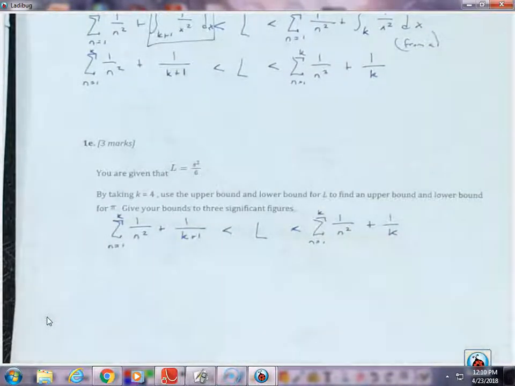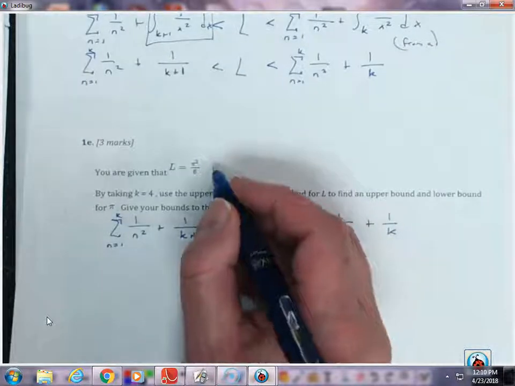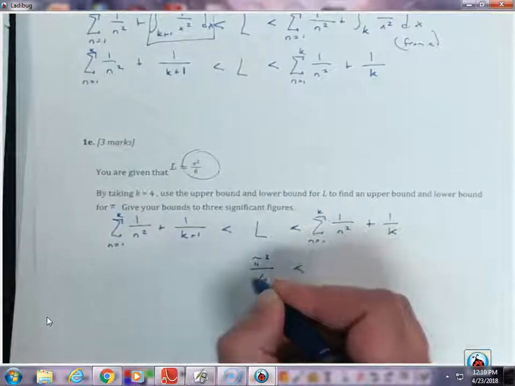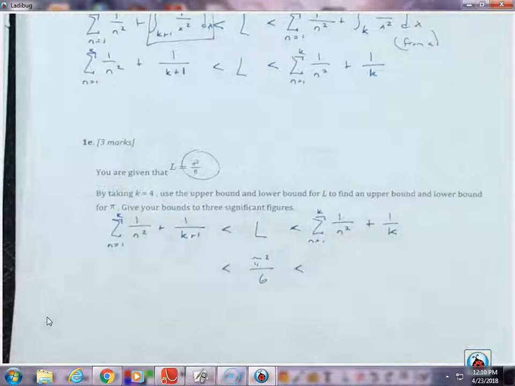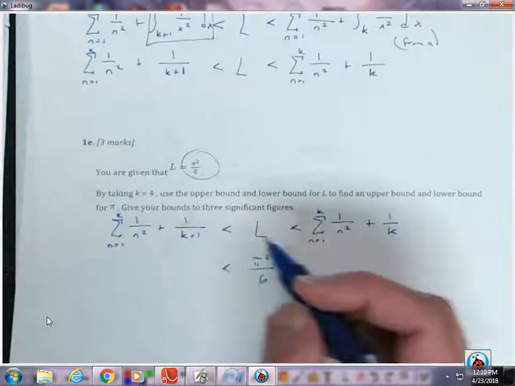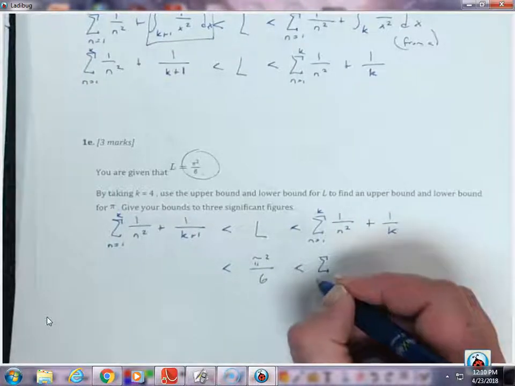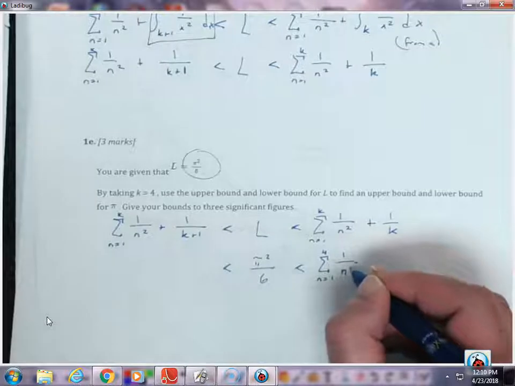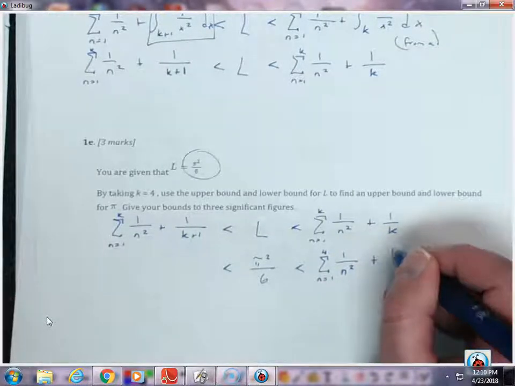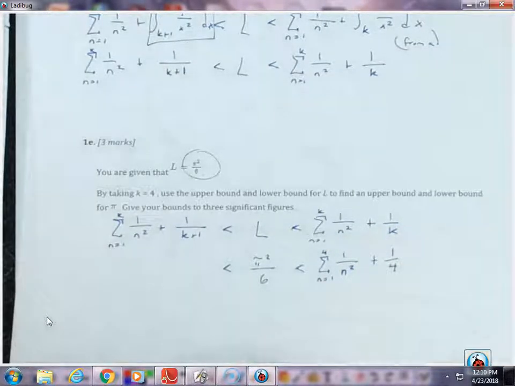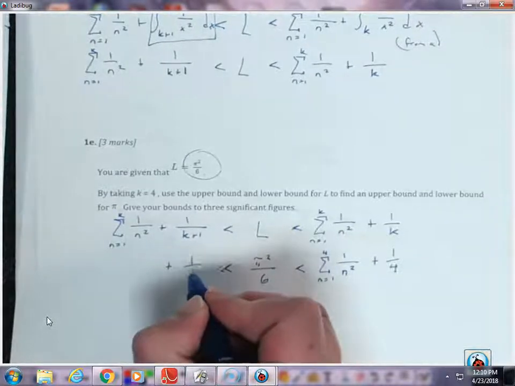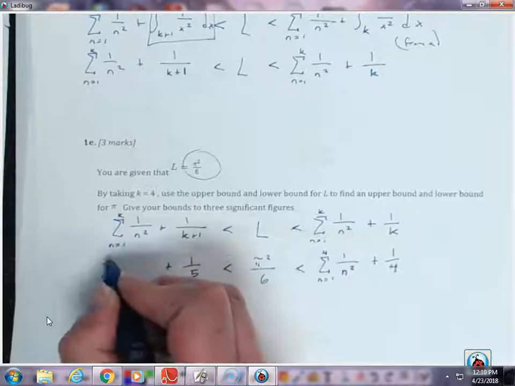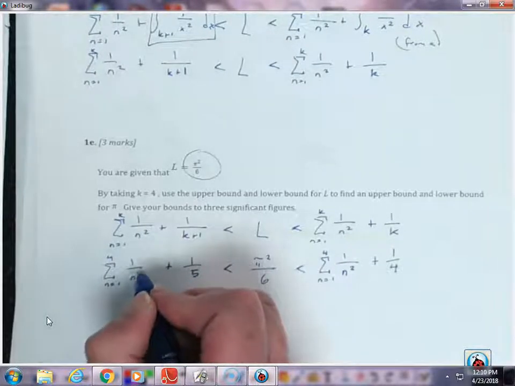Okay, so we've got that. So now they're telling us that this L is pi squared over 6. They're not telling us how they know, but mysterious folks that they are, they know. Okay, and they're saying let k be 4. So this would be from 1 to 4 of 1 over n squared plus k is still 4, 1 over 4. And over here, k is still 4. This would be 1 over 5. This would be the summation from 1 to 4 of 1 over n squared.